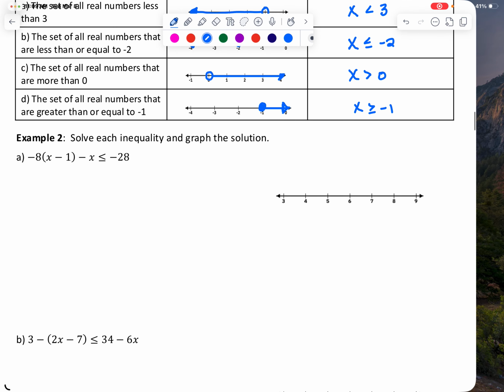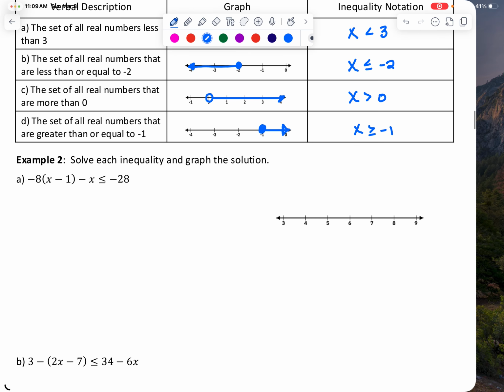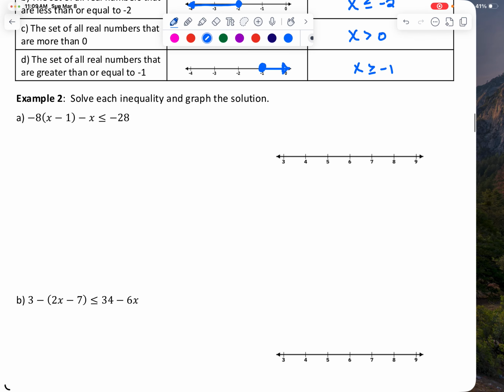Now, when you're solving multi-step inequalities, you're going to use the same steps you use for solving equations. The only difference is when you multiply or divide by a negative, you must reverse the symbol. Let me say that again. When you multiply or divide by a negative, you must reverse the symbol.